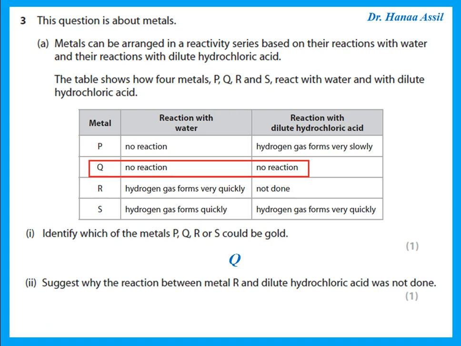Where is R? He said when he put R in water, hydrogen gas forms very quickly. That means it is very reactive. And if something is very reactive with water, it will be too reactive with hydrochloric acid. So if I put it in acid, it would probably explode. So we did not do that experiment because it would be too vigorous or too reactive, so it may explode.